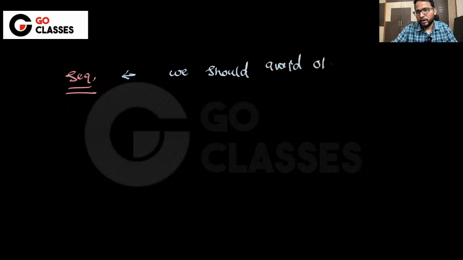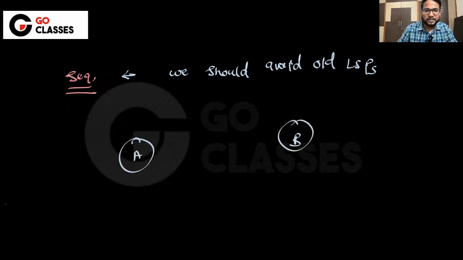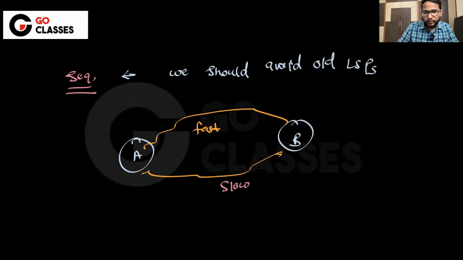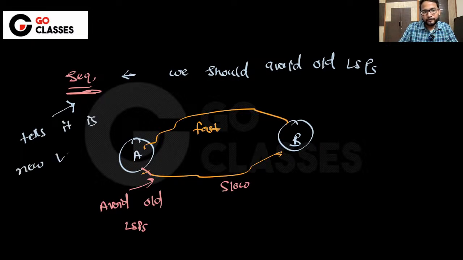Why is sequence number needed? Because I should be preventing the old packet. We should avoid old LSPs. Which means if there are two paths between A and B, and one path is fast and another path is slow, then I should be avoiding the LSP from the slow one. Avoid old LSPs, right? So sequence number tells me whether it is a new LSP or an old LSP.